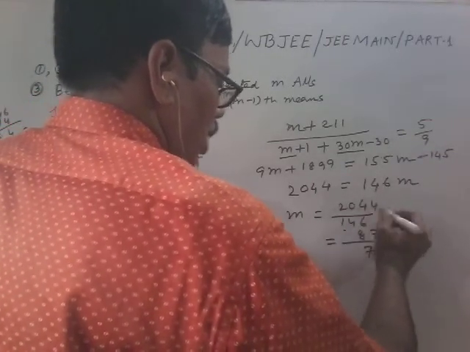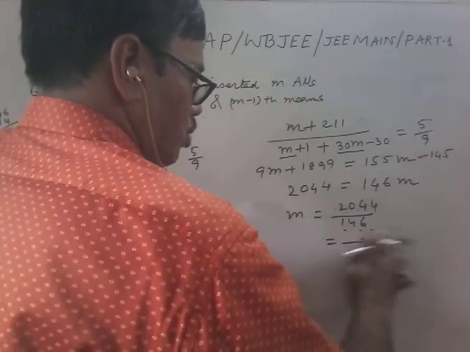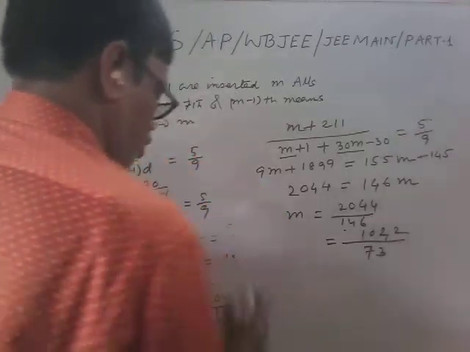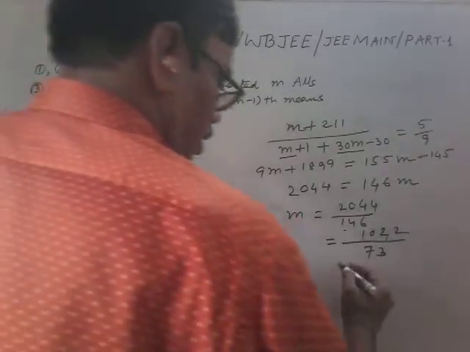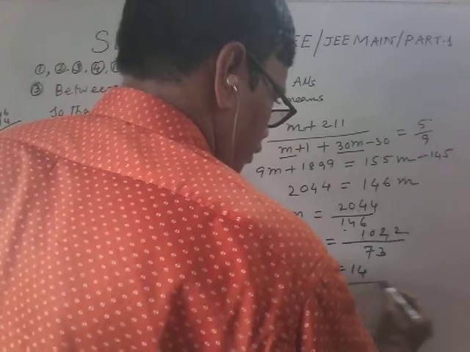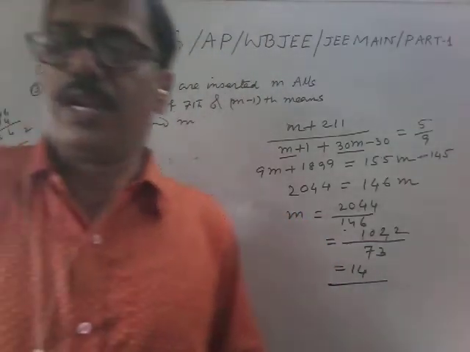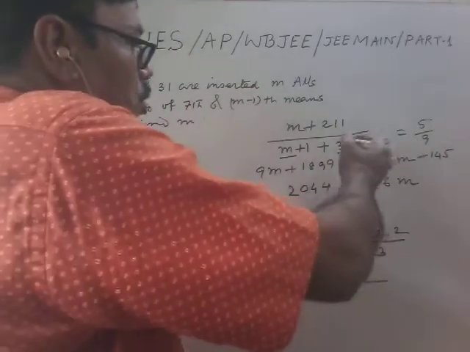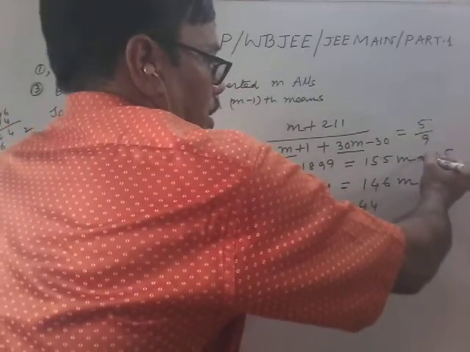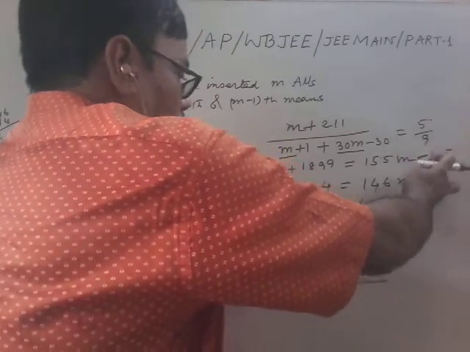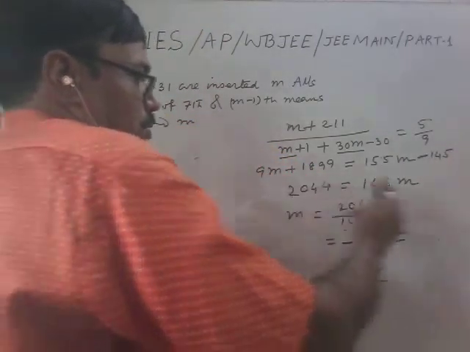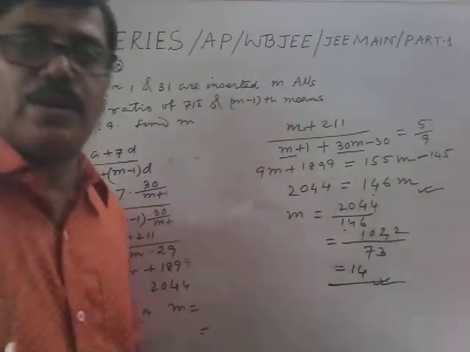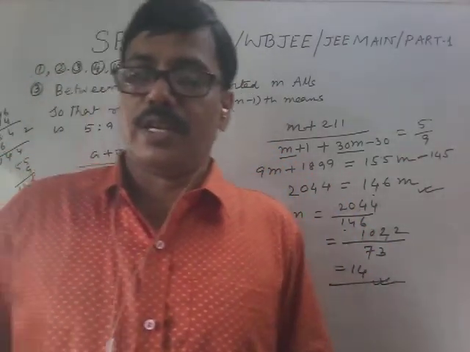2044 by 146. So this one is 1022. If you divide it, you get this as 14. So how many arithmetic means are inserted? 14. So look at this step. This was minus. When it is transferred to the left hand side, this is plus. So we get the answer as 14. So the number of arithmetic means is 14.